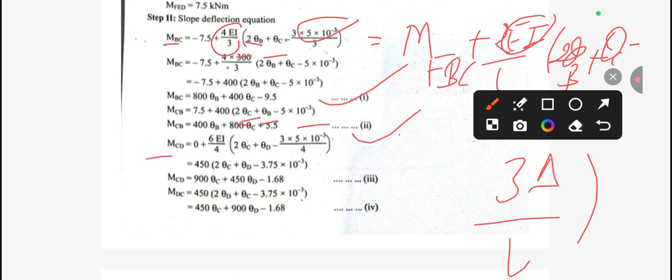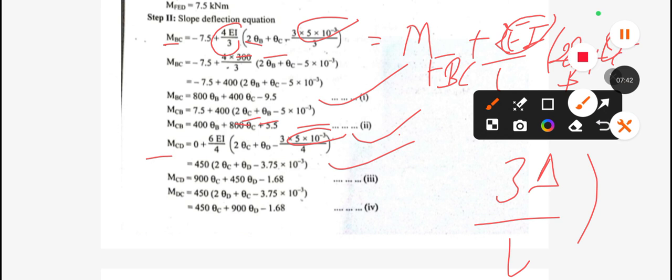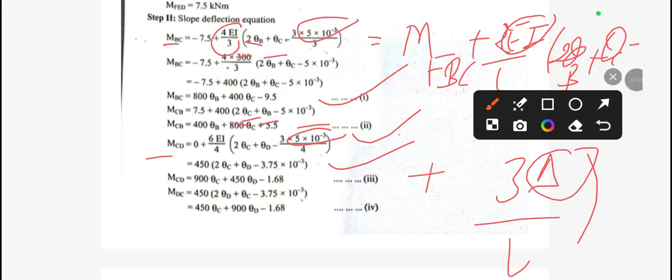And for C to D, we have a given deflection of 5 mm, so delta will be taken. Regarding the value of delta, we need to decide whether to take a positive or a negative value, so we need to consider this carefully.